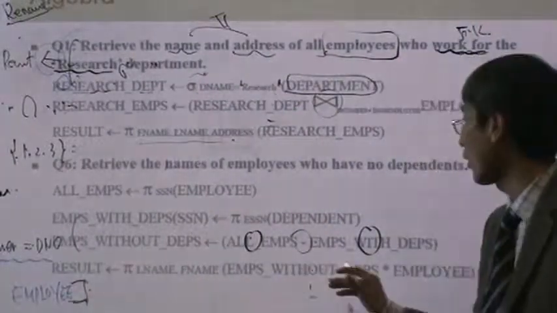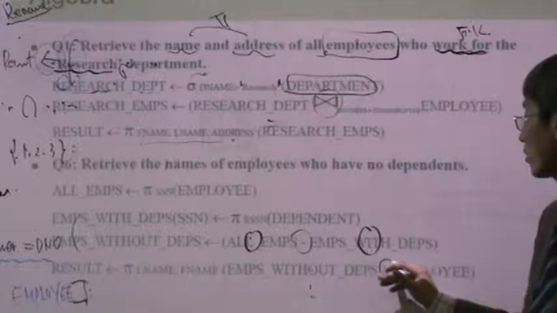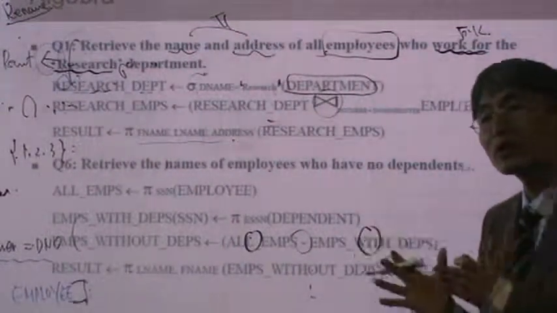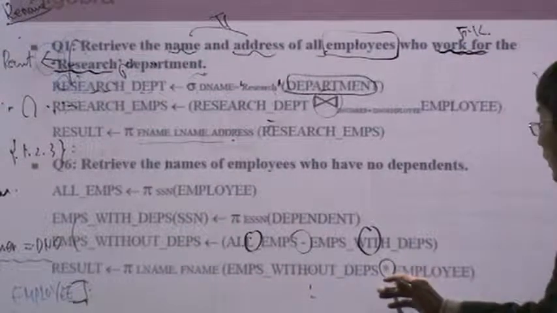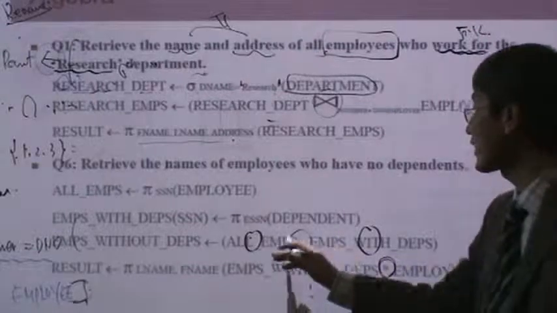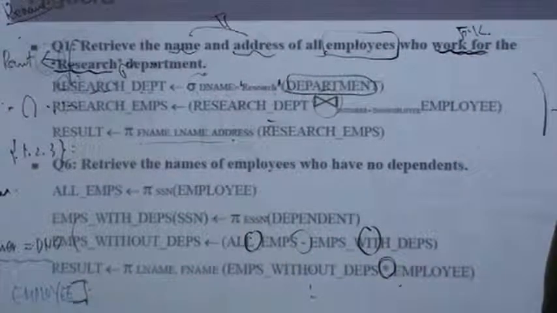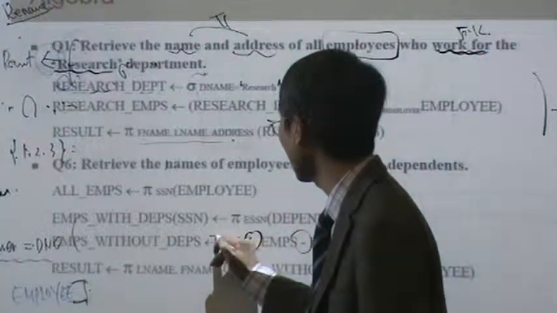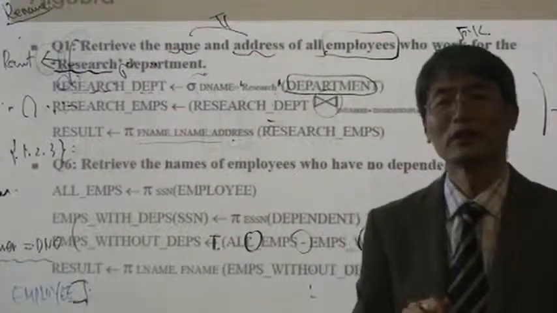So that is the without dependent. This is a natural join. Using the natural join, it will be based on the common attribute. At this time, the SSN will be used to join. But you don't have to use that; you can directly apply pi over here. It doesn't matter.